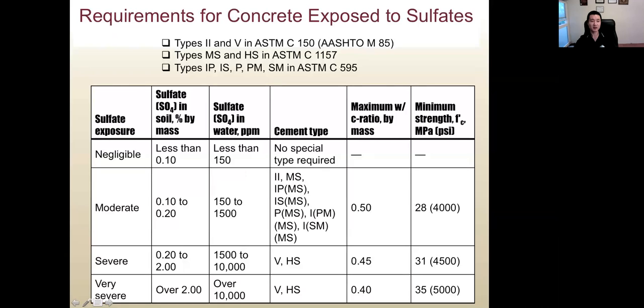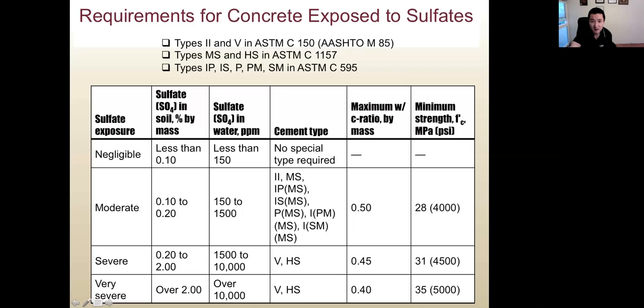And this is another table. This is the requirement for concrete exposed to sulfate. This table shows us the sulfate exposure condition, all based on the concentration of sulfate ions in the soil, either as a percentage or in ppm. And then we can select the type of cement.